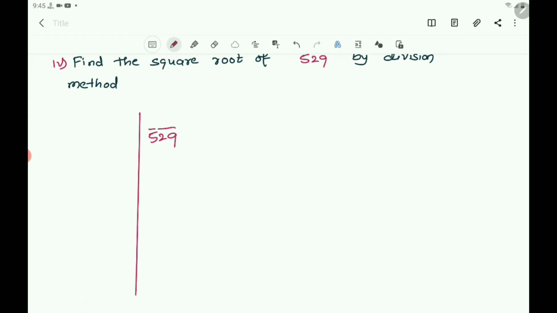Now consider the first bar. Under that bar 5 is there, and take the nearest perfect square to it. The nearest perfect square is 4, you know. That is 2 2s are 4. Then 5 minus 4 is 1. Take the next numbers under the bar. 29 you take below. Here what you have to do? Plus 2. Double it, or you add the same number. So you got 4.